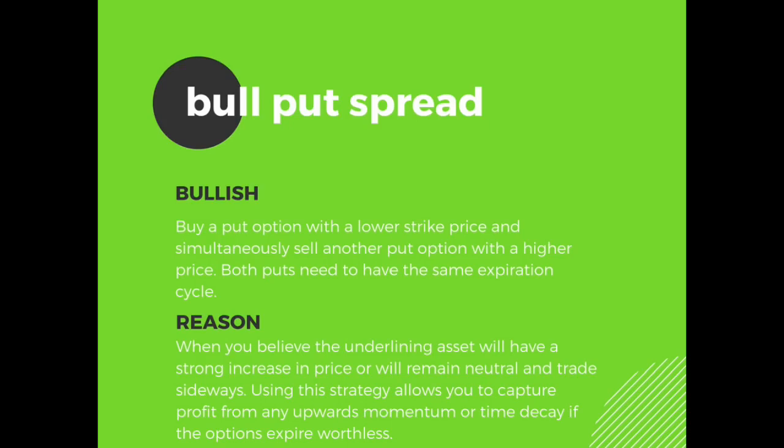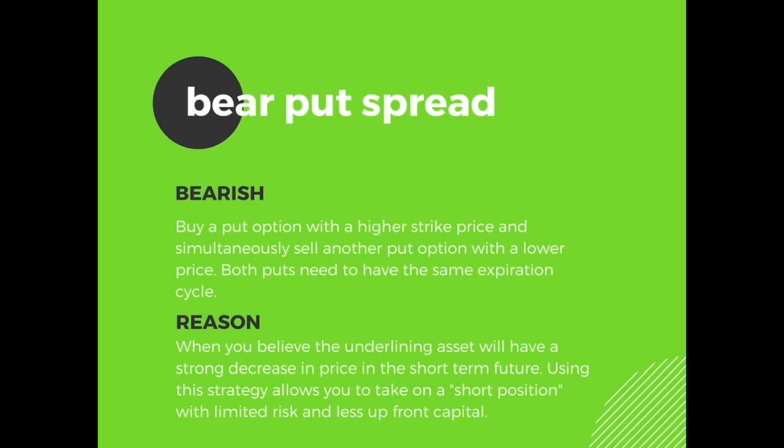So using this strategy allows us to capture the profit from any upwards momentum or time decay if the options expire worthless. The bear put strategy requires the trader to purchase a put option with a higher strike price, at the same time selling another put option with a lower strike price. Both puts need to have the same expiration cycle. The reason we would want to take this trade is because we believe that the underlying stock is going to have a strong decrease in price in the short-term future. Using this strategy allows us to take on a short position with limited risk and less upfront capital.